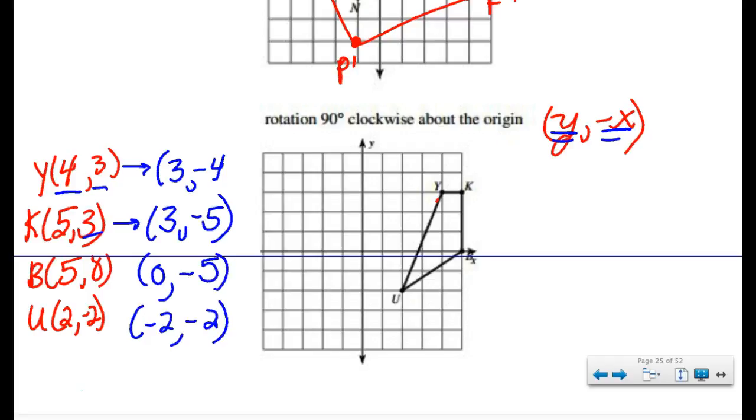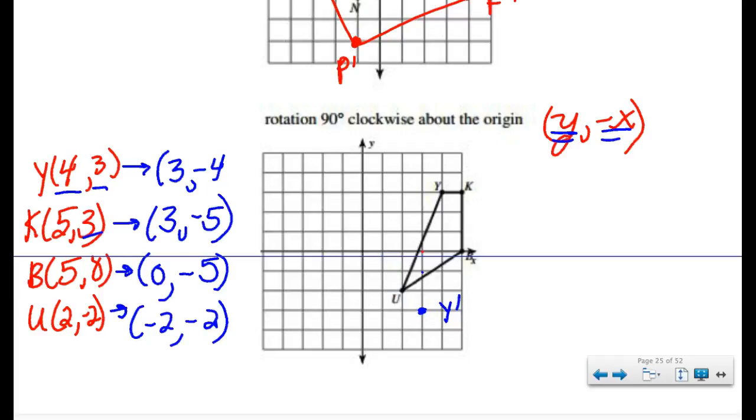We're going to replot and reconnect. So my new Y is going to be at 3, negative 4, right here, and I'm going to call it Y prime. Now look, don't draw this in your notes, but if I attach it on that invisible piece of string, you'll see I've got a 90-degree clockwise rotation when I connect them. It works like a charm. Just follow it like a map.